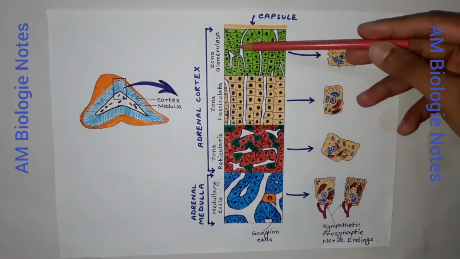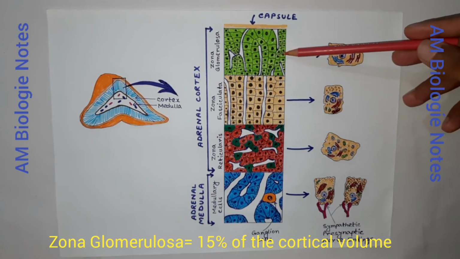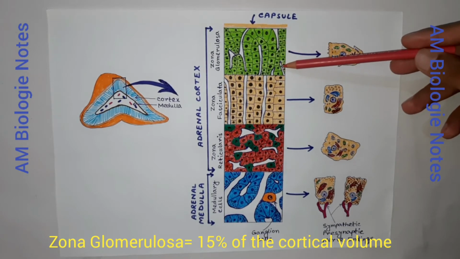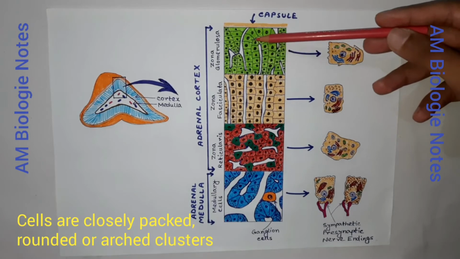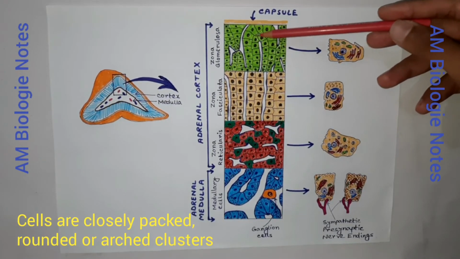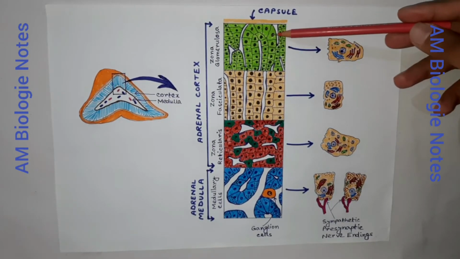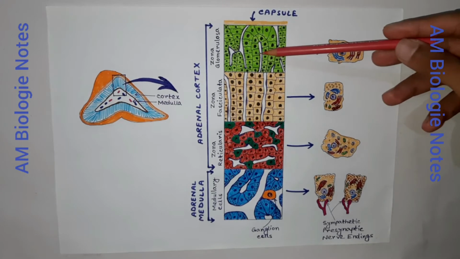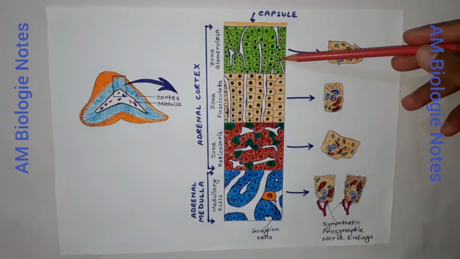Zona glomerulosa is the narrow outer zone that constitutes up to 15% of the cortical volume. The cells of the zona glomerulosa are arranged in closely packed, rounded or arched clusters surrounded by capillaries. They are continuous with the cellular cords in the zona fasciculata.